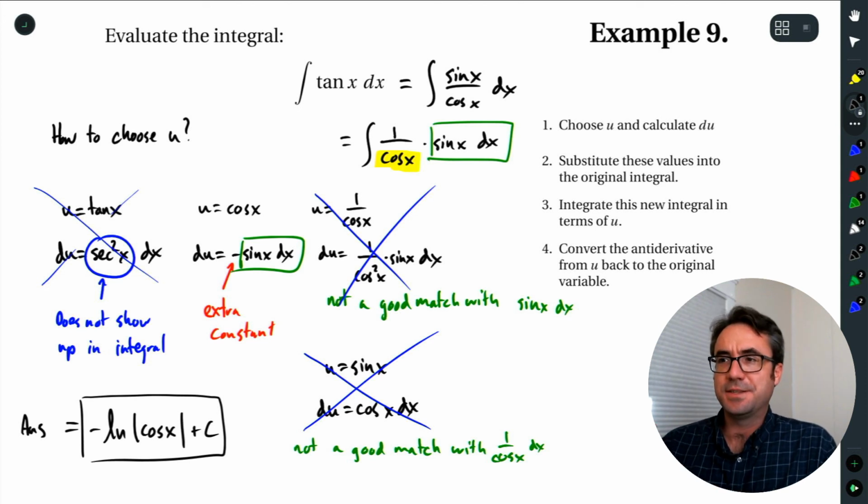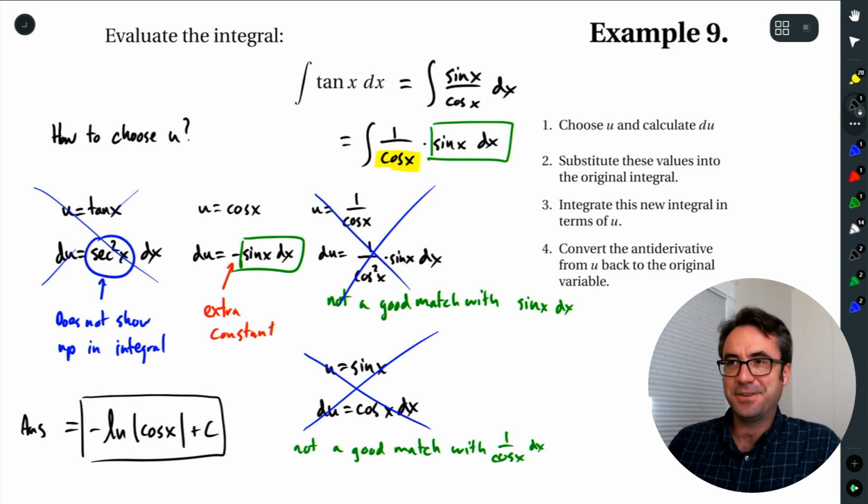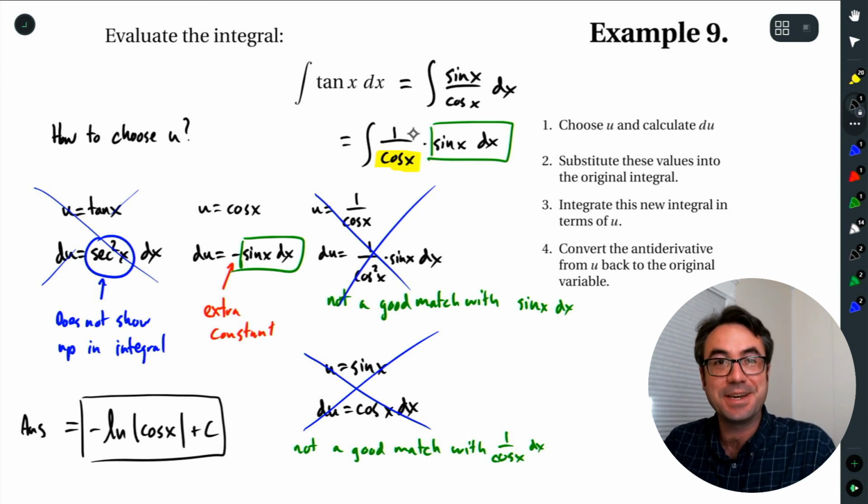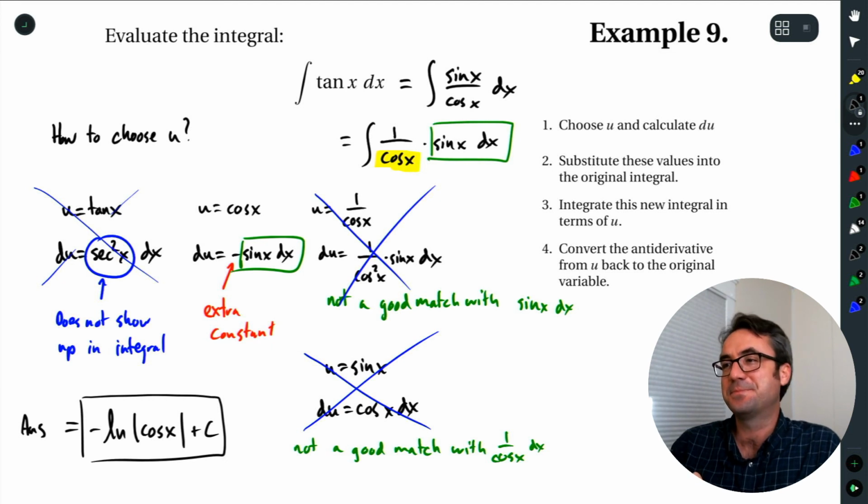So good practice. And this one's a good setup for a whole lesson or two in Calc 2 devoted to integrating trig functions using a strategy similar to this, where you rewrite it in terms of sine and cosine. All right, so what do we got? One more example coming up. We'll see you there.